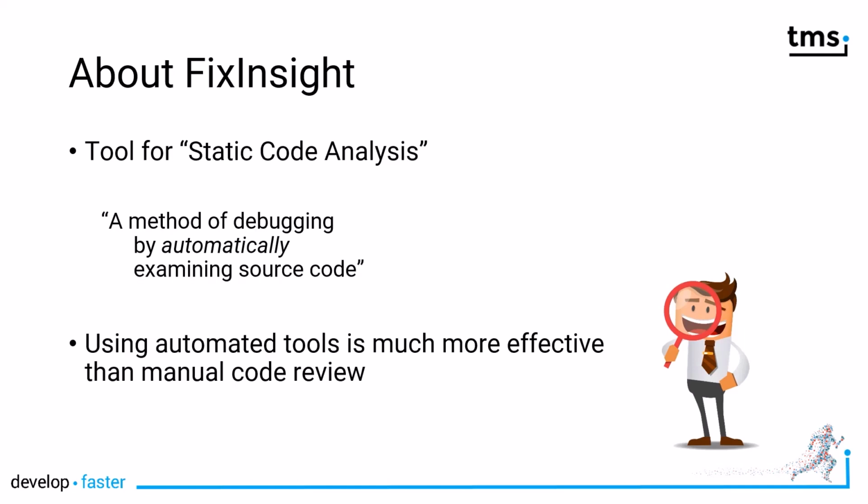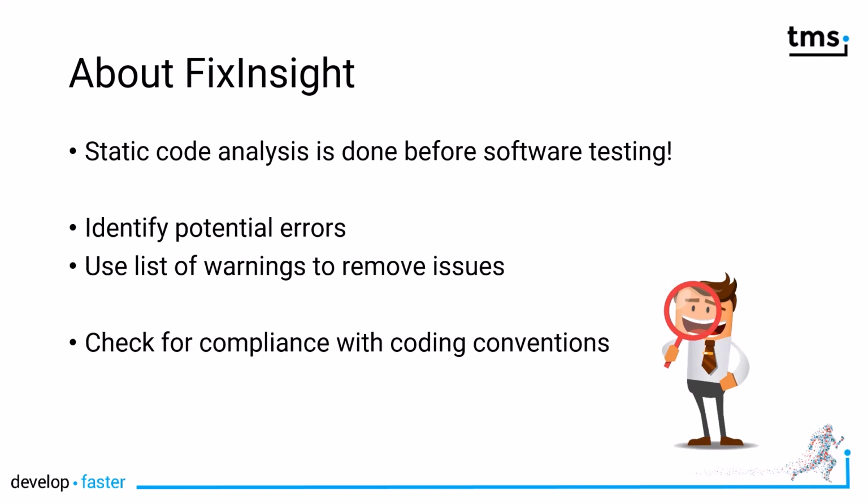As already mentioned, FixInsight is a tool for static code analysis. That term is defined as a method of debugging by automatically examining source code. The reason behind all of this is that automated tools are much more effective than any manual code review. Static code analysis integrates nicely into the creation process of your application. It is done before software testing.